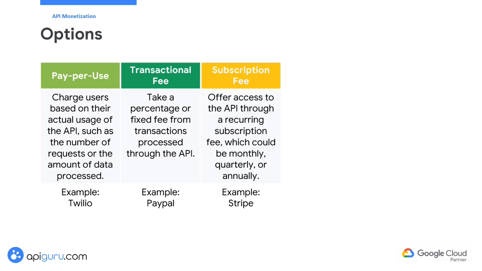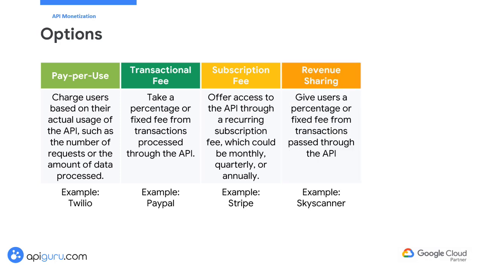Moving on to the subscription fee model, access to the API is provided through a recurring subscription fee, which could be monthly, quarterly, or annually. Stripe is a good example. They offer payment processing APIs with various subscription plans, providing access to advanced features and higher usage limits based on your chosen plan. Then there's the revenue sharing model.